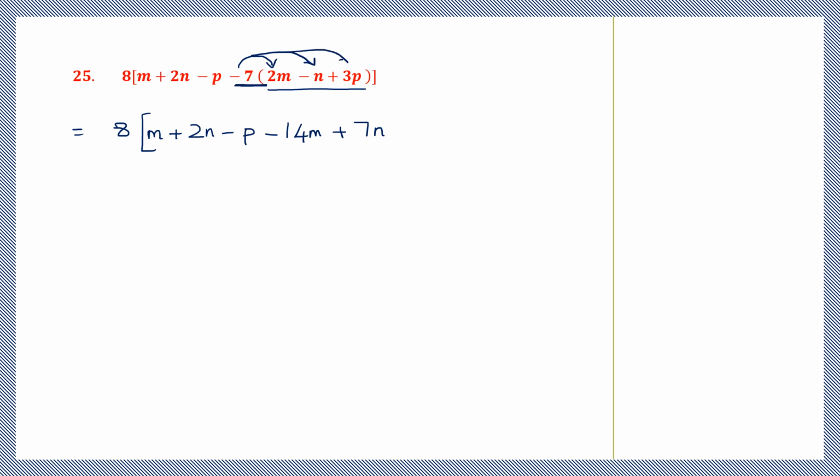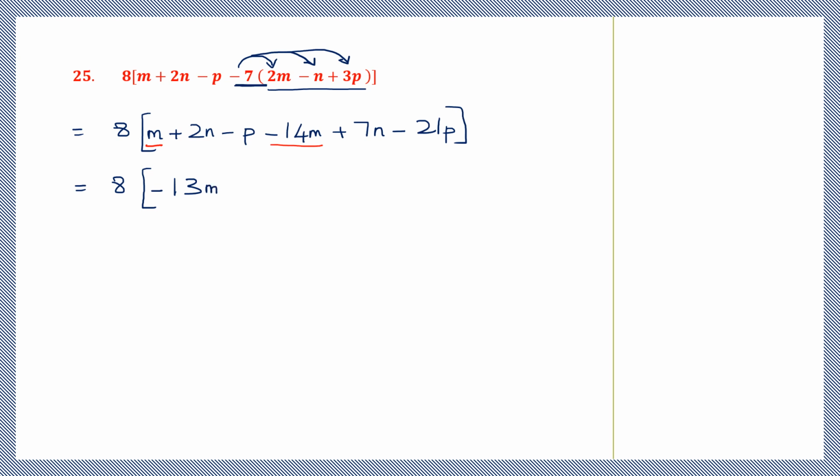Then multiply these two. So minus into plus is minus. Then 7 3s are 21. And then we have p. We close the brackets. Now 8, put back the brackets. Let's simplify what is inside. So we have m and minus 14m. So signs are different. So we have to put the sign of the bigger number and minus. 14 minus 1 is 13. So that is minus 13m.